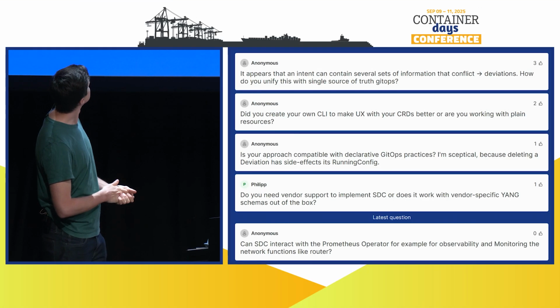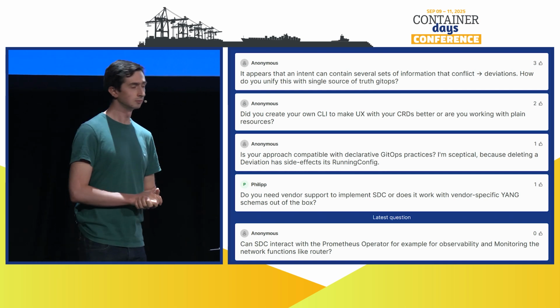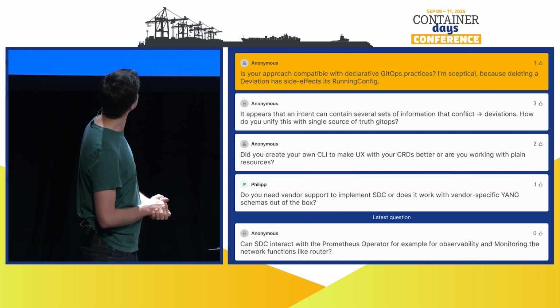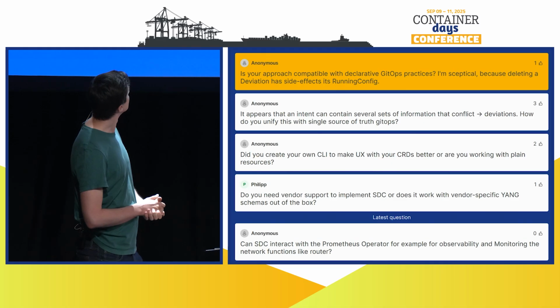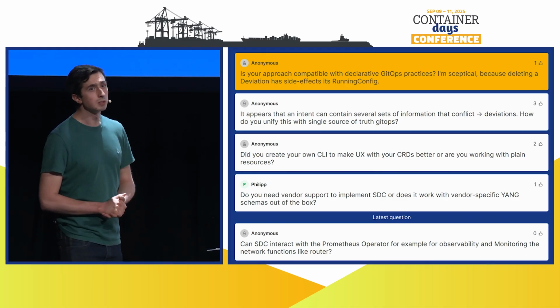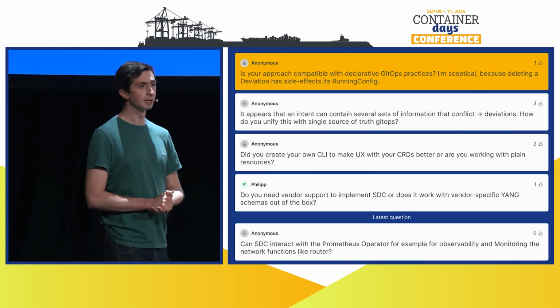Is your approach compatible with declarative GitOps practices? I'm skeptical because deleting a deviation has side effects. It's running config. So the deviation resource is a resource that's created by SDC. It's not something that's checked into Git.